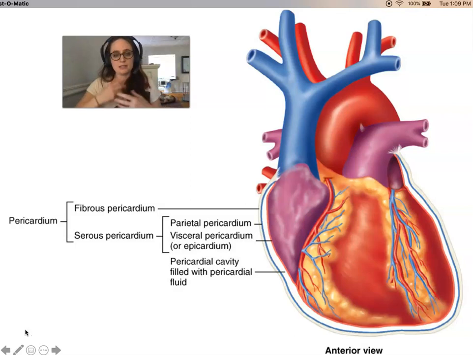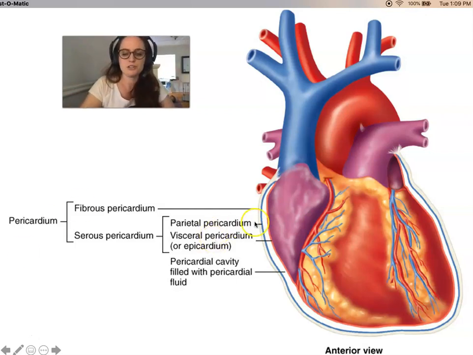So this is the pericardium. We're talking about the pericardial cavity within the mediastinum. So the cavity for the heart has its own serous membrane. And of course, every serous membrane has a visceral layer and a parietal layer. Visceral layer is always adhered to the surface of the organ. Parietal layer is always adhered towards the body wall.